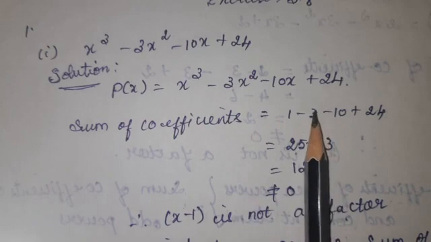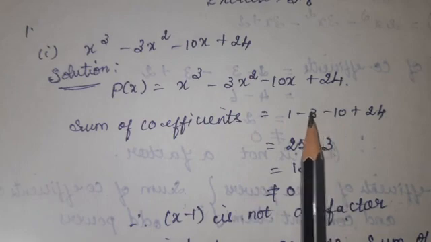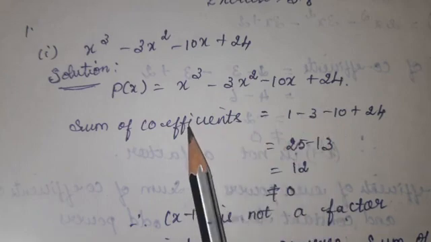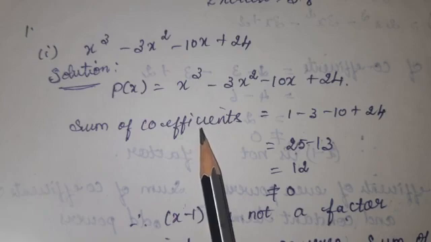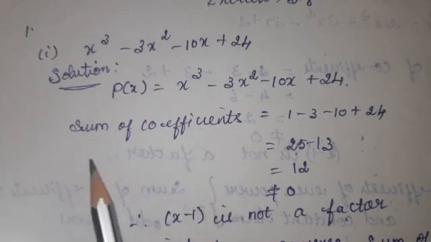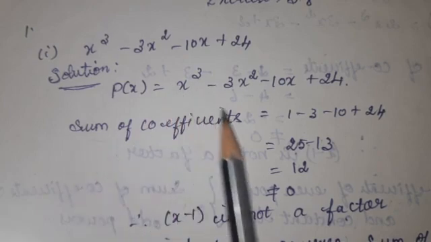First of all, I am checking whether x minus 1 is a factor or not. What is the condition I told? The sum of the coefficients is 0. When you add all the coefficients, you should get 0. If you get 0, x minus 1 is a factor. So I have written here the sum of the coefficients.